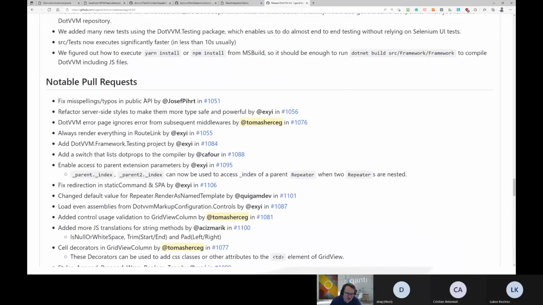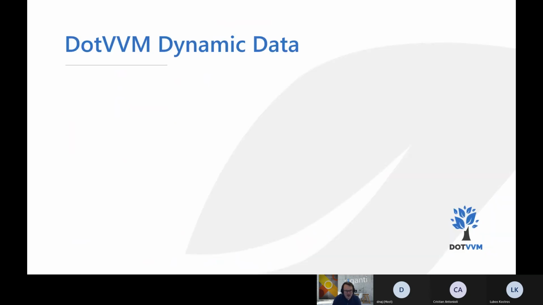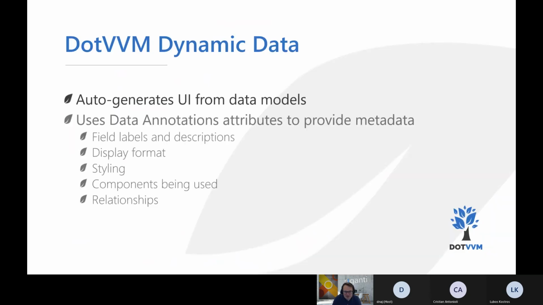Okay, last section. What are we planning for .vvm 5.0? We have several ideas. One of them is actually in progress. Maybe some of you are using the .vvm dynamic data library, which is quite old. It started when there was just .vvm 1 point something. And basically, it can generate user interface from the data models.